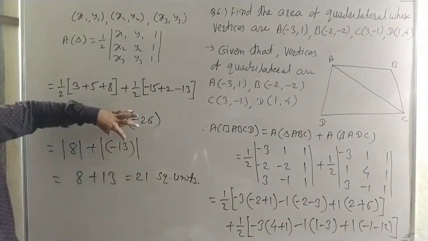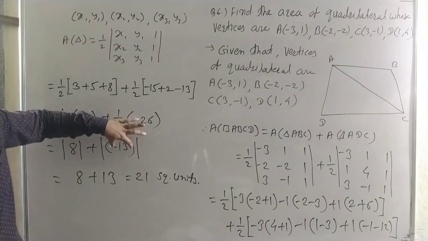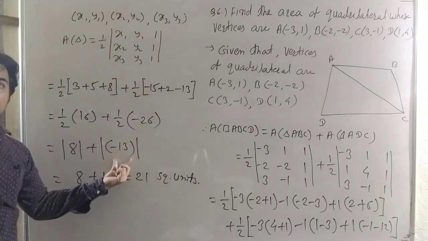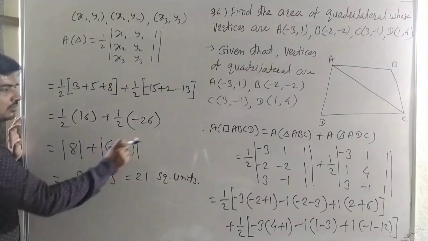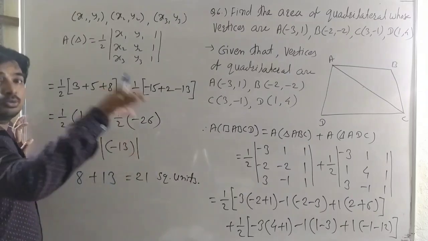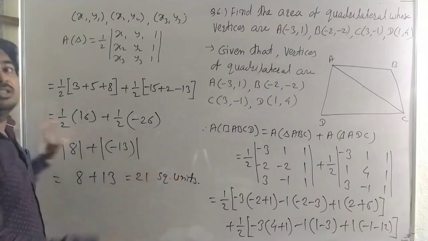Now the area of this triangle is minus 13. That means the area of triangle ADC is 13, and then 13 plus 8. When we take 8 minus 13, it is minus 5. Minus 5 and then the absolute value, it is 5. It is a wrong answer.